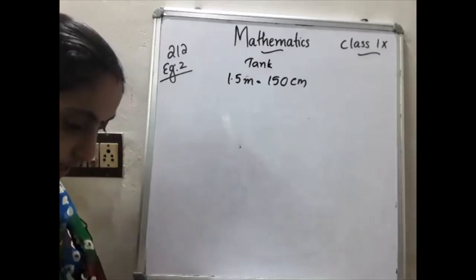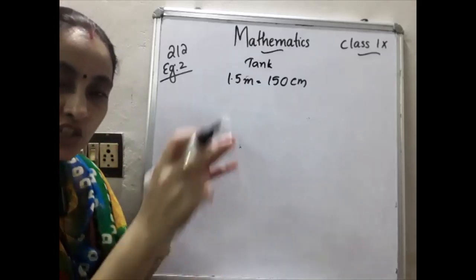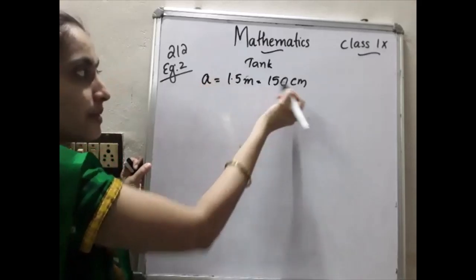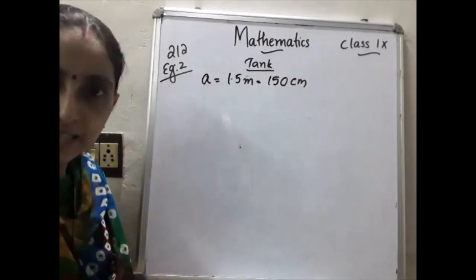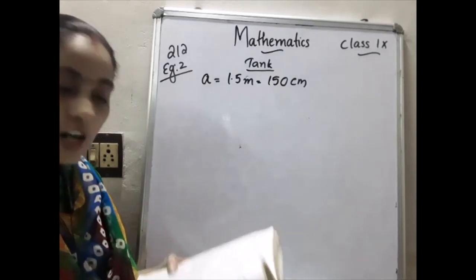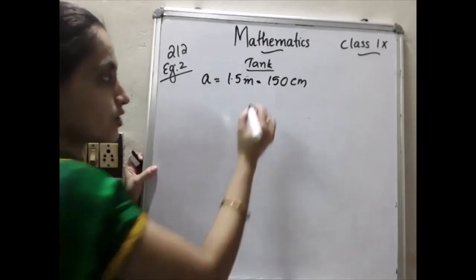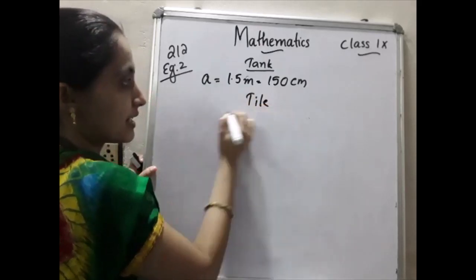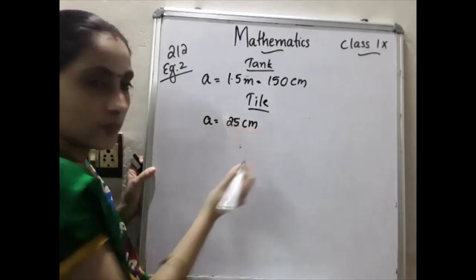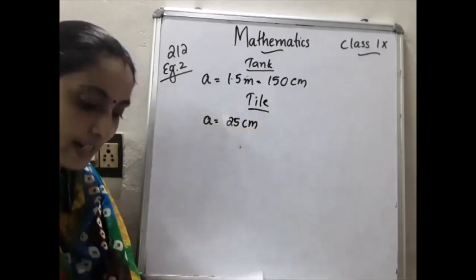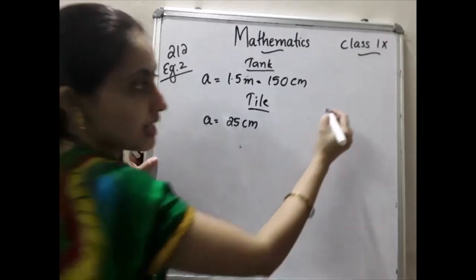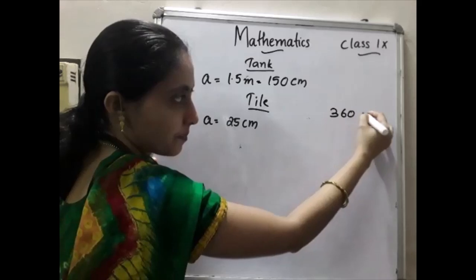Then what is given? Cuboidal tank. The shape is a cube, so you can write a is equal to 1.5 meter, that will be equal to 150 centimeter. Then what is given? Square tile of side 25 centimeter. Hope you are clear on these two concepts. Another number given is 360 per dozen, so rupees 360 per dozen.